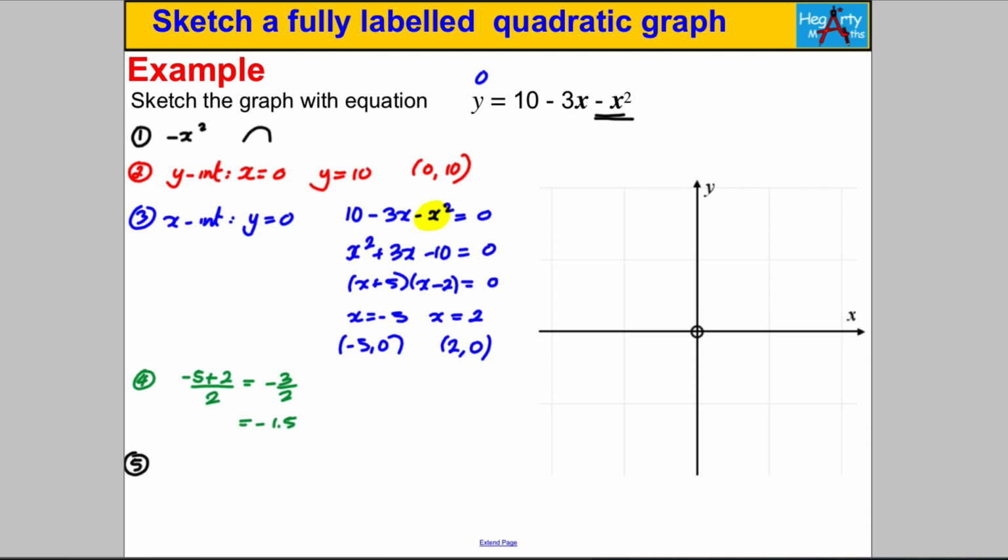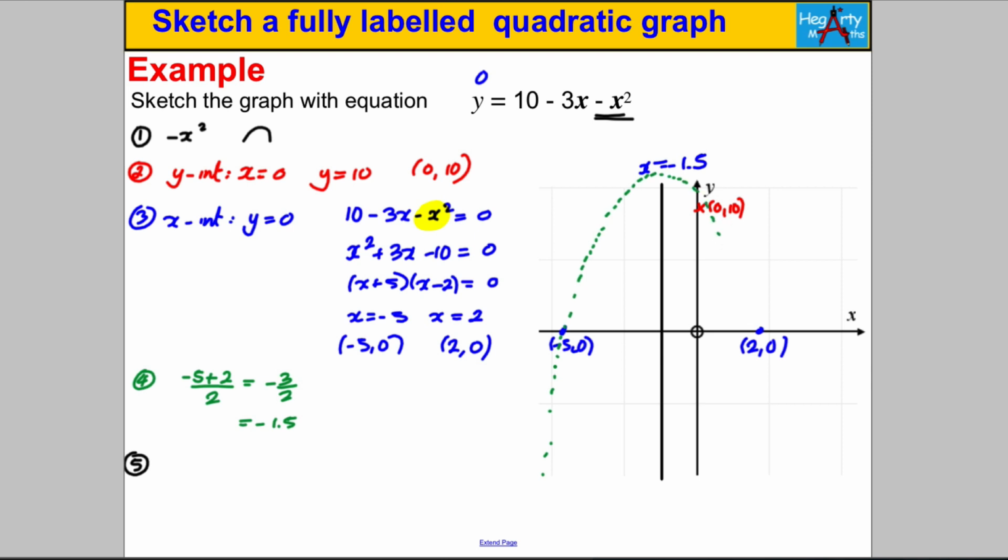And lastly, I know for sure that, well, let me just label those points in. 0, 10 is up here. This point here is -5, 0, and this point here is going to be 2, 0. And I know that the line of symmetry is that x is negative 1.5, something like this. So I could pretty much draw my quadratic from there, so I'm just going to draw that up here. Remember, it reaches its maximum point on the line of symmetry and then starts coming down through here again. And there you go, there's my graph.